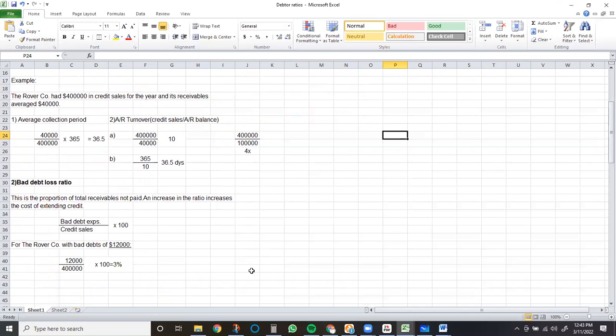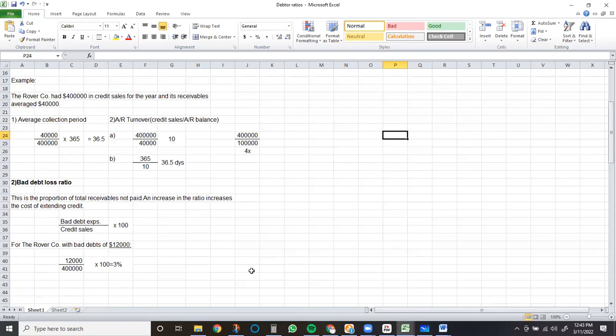And then there's this ratio called the bad debt loss ratio. This is the proportion of total receivables not paid. Now, it obviously has to be the proportion of total receivables. Don't make a mistake and say, this is the proportion of total sales not paid. The reason why that would be incorrect is because it's not the entire receivables, which includes customers from all over the place in different countries. So the proportion of total not paid, an increase in the ratio increases the cost of extended bad debts.